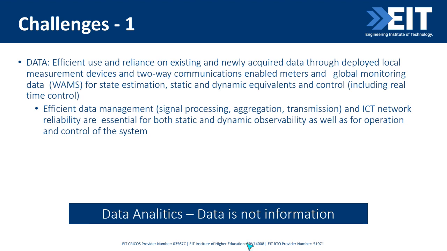As I told you right in the beginning, data, my friend, is king. There is so much data in the system, it is very hard to distinguish between the good, the bad, and the ugly data. So I want to make sure that I have efficient use and reliance on existing and newly acquired data. So I need some sort of measuring device. And naturally, I need two-way communication and a global monitoring system, which is VAMS, so I can do my state estimation. You can also look at static and dynamic equivalence of control, including real-time control.